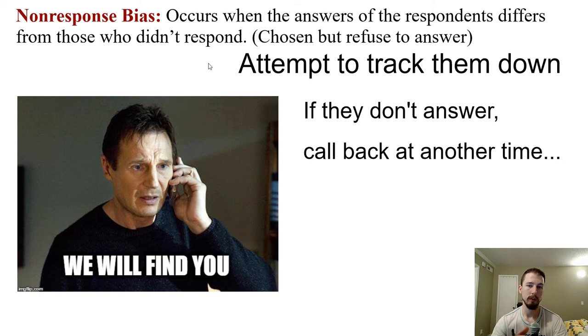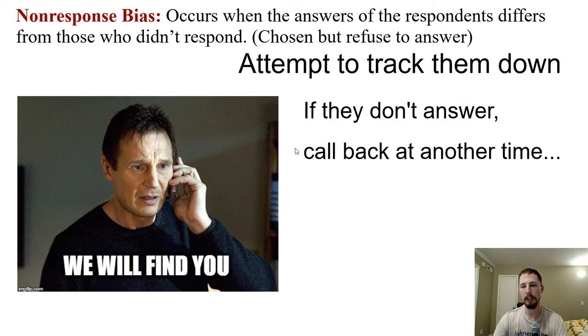So this occurs when the answers of the respondents differ from those who didn't respond. Of course, if the people who responded are representative of the people who didn't respond, then you don't have an issue. But the people that responded, let's say they were more passionate about the issue or something like that, they would be more likely to respond. And the people who were indifferent, who ended up not voting for the proposition or something, then you would have an issue.